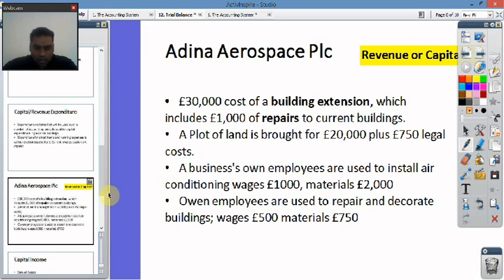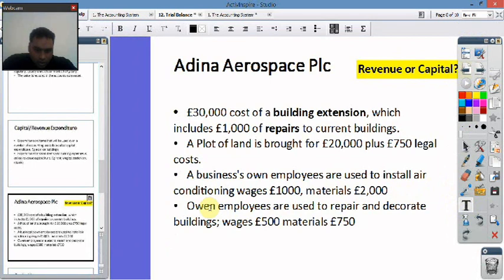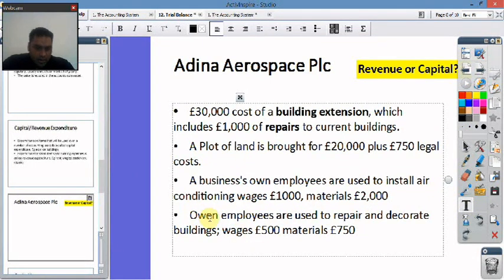So own employees are used to repair and redecorate. So repairs and redecoration, that's a revenue item. Sorry about the spelling mistake. So own employees are used to repair and redecorate. So repairs and redecoration is always revenue. Let's carry on.